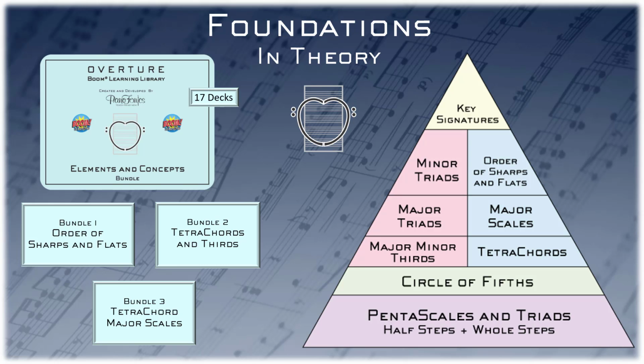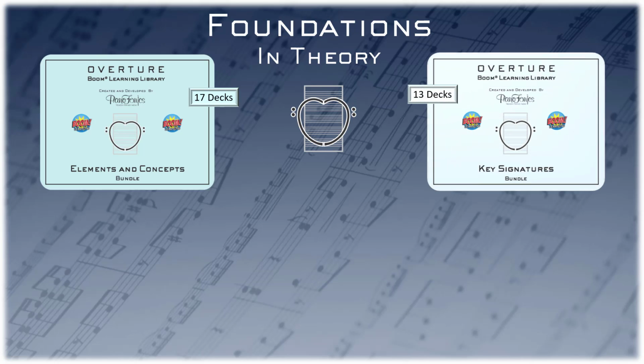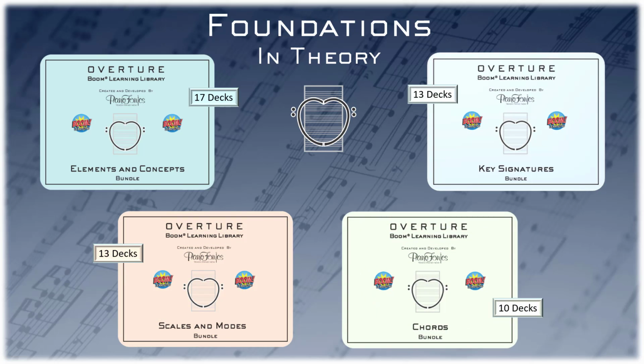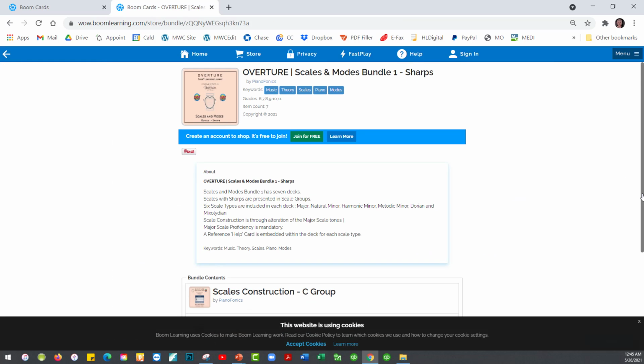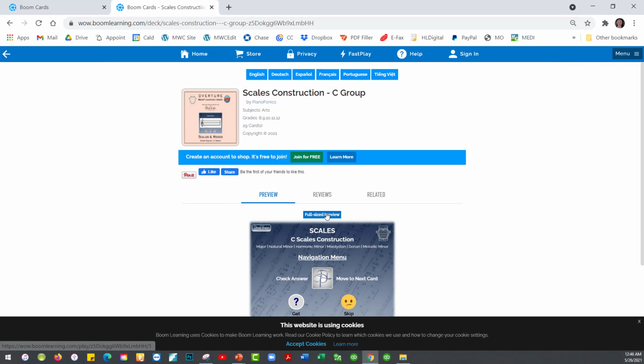We'll say goodbye to our theory triangle. We're now prepared for key signatures, scales, and modes and chords. Let's take a look at scales and modes in the library. These decks are grouped by key. The C deck is a teaching deck for the construction of 5 scales.